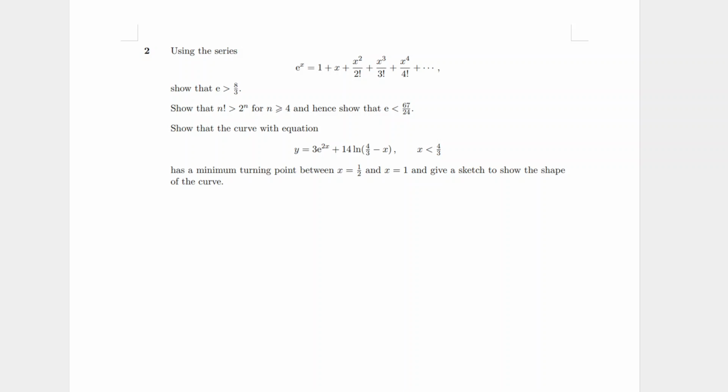Okay, well, because you have e itself, and the series is e to the x. So what is a sensible substitution to make? A sensible substitution to make is x equals 1, right? So e equals 1 plus 1 plus 1 over 2 factorial plus 1 over 3 factorial plus 1 over 4 factorial, and so on.